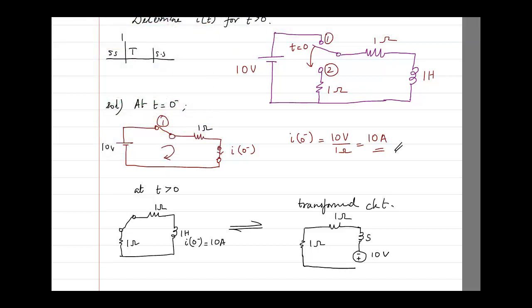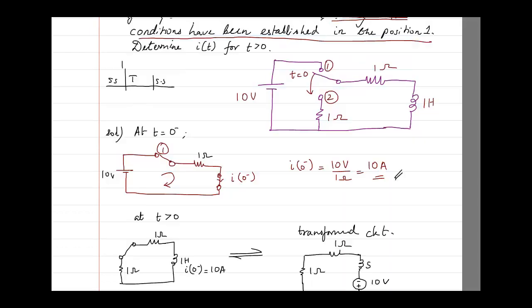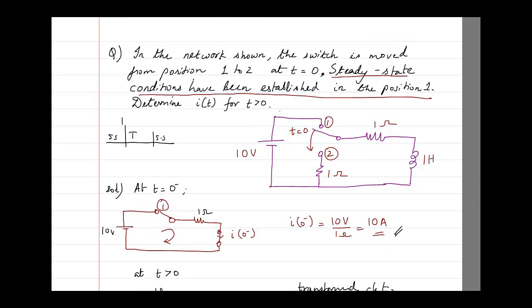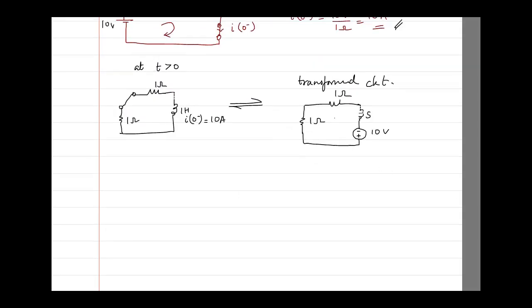Now what have they asked us to find? They have asked us to determine I of t in the network. I have forgotten to draw I of t. I of t is this current. They are asking to find I of t for t greater than 0. Now I have transformed it, so this is now my I of s.